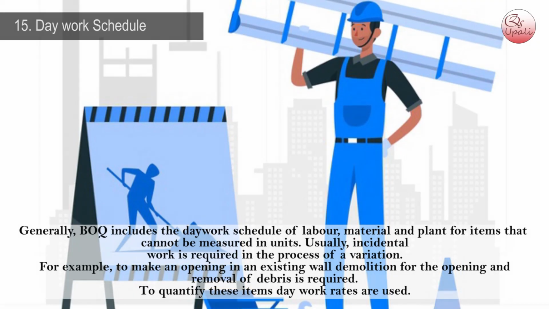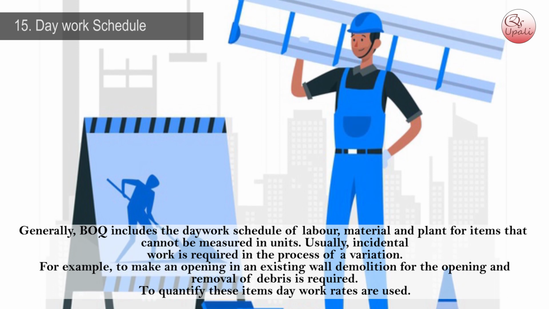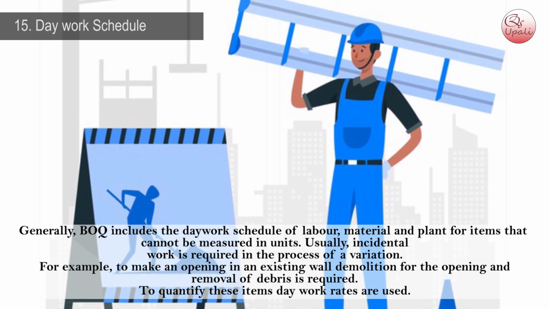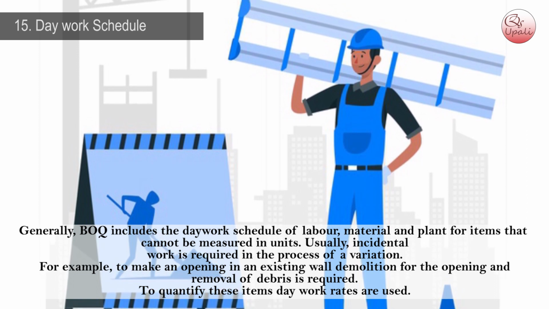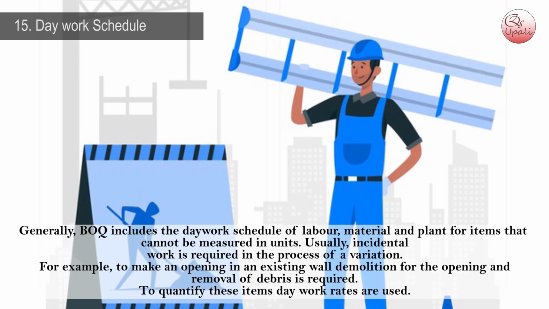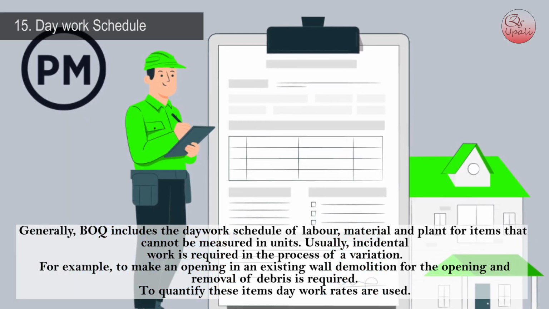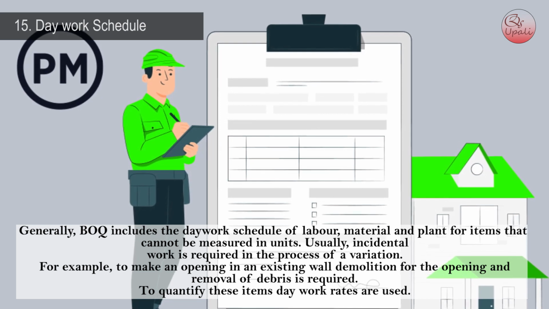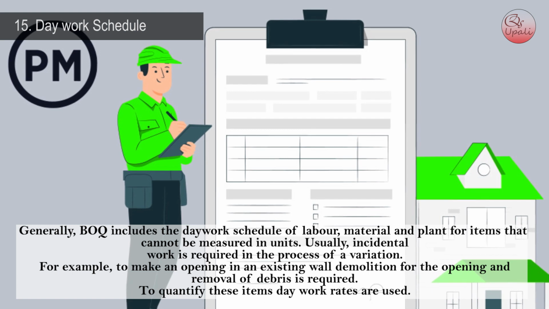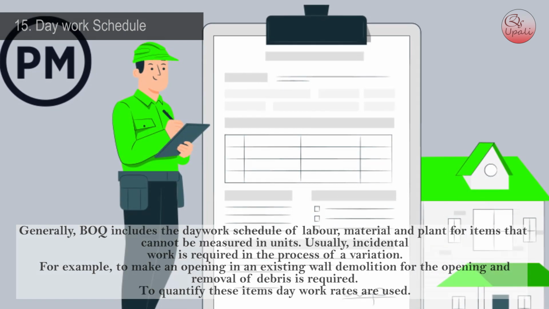15. Day work schedule. Generally, BAQ includes the day work schedule of labor, material and plant for items that cannot be measured in units. Usually, incidental work is required in the process of a variation. For example, to make an opening in an existing wall, demolition for the opening and removal of debris is required. To quantify these items, day work rates are used.